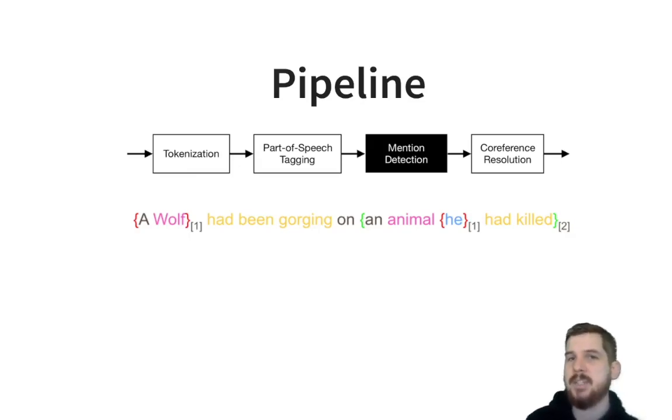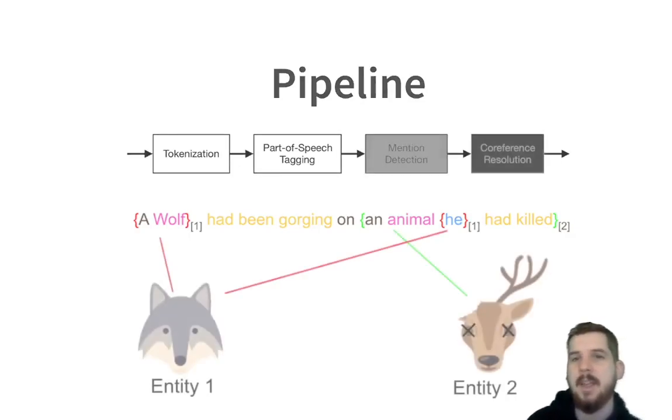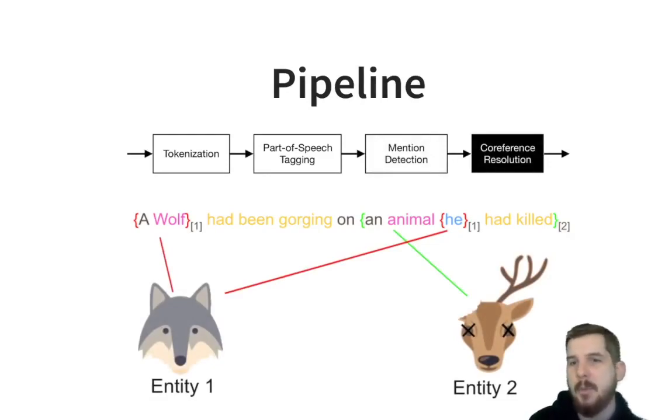We gather mentions to support co-reference resolution. That is linking together a reference with a common entity. For example here, both a wolf and the pronoun he refer to the wolf entity. Co-reference resolution is used in many applications, including sentiment analysis, machine translation, and information extraction.